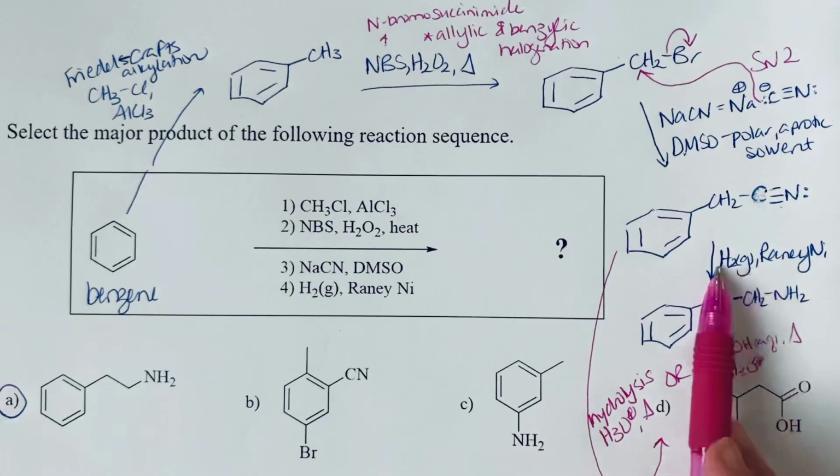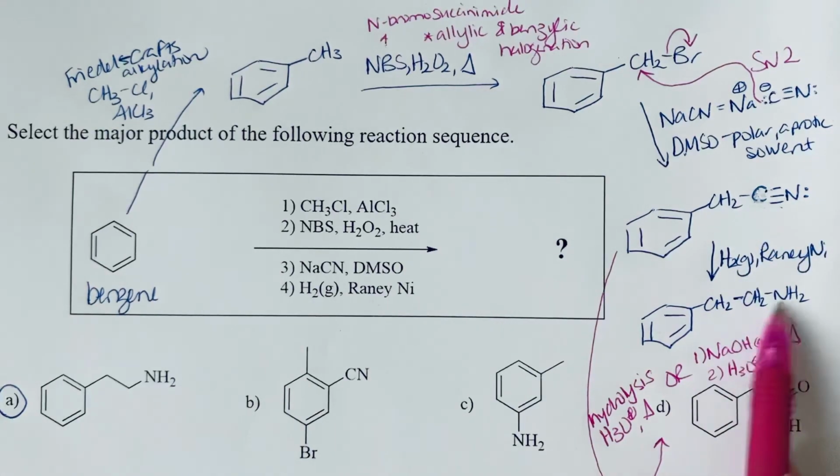But in this case, we are using the Raney nickel, so we're taking that nitrile and we are reducing it to the primary amine.